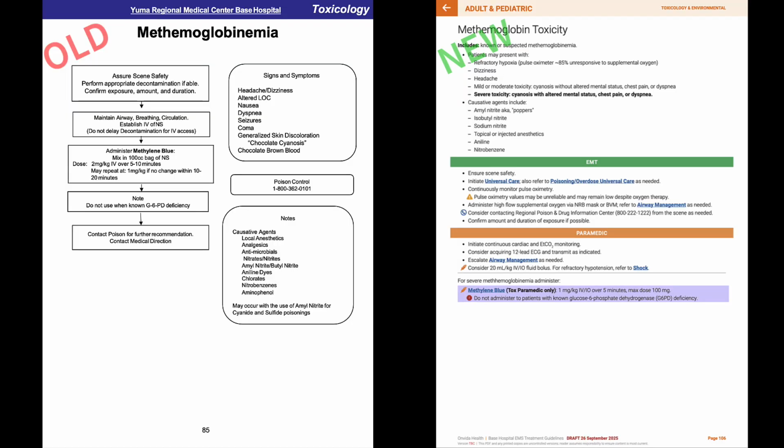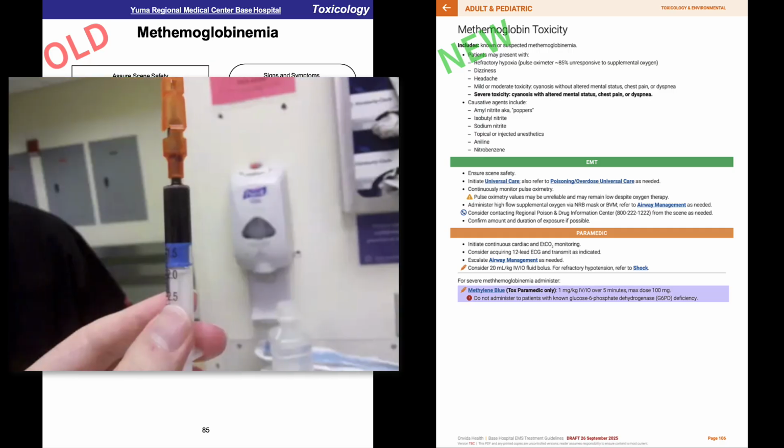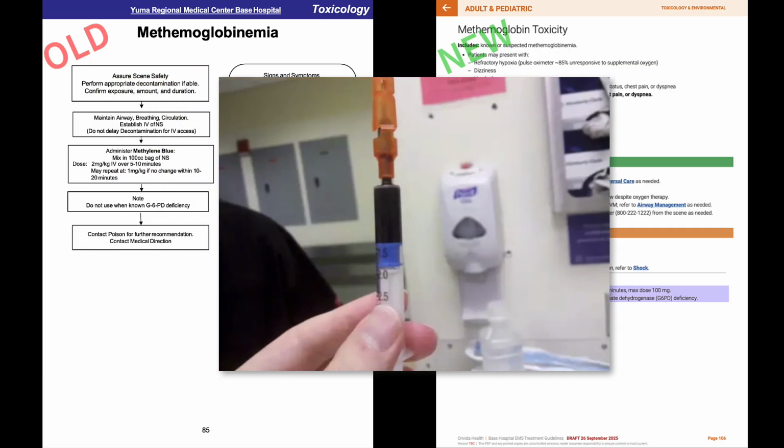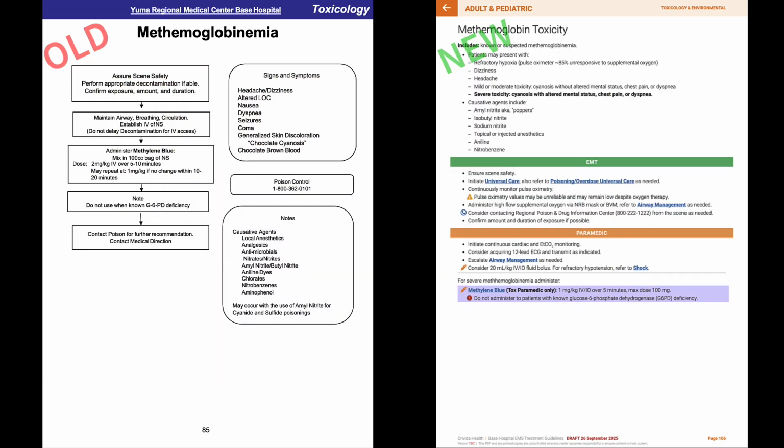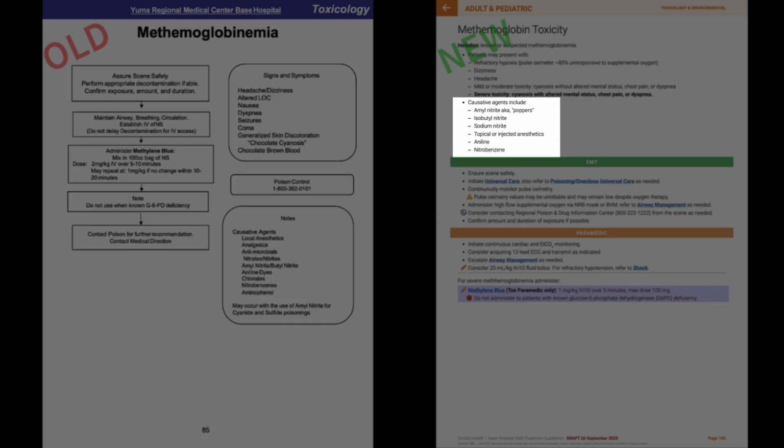You may also hear the term chocolate cyanosis, referring to the classic appearance of chocolate brown blood on exposure to the air. Causative agents include amyl nitrite, isobutyl nitrite, sodium nitrite, topical or injected local anesthetics, nitrobenzene, and certain industrial dyes. Some of these agents, like amyl nitrite, may be present as part of a field treatment for cyanide or sulfide exposures, so this complication may occur after treatment of other medical conditions.